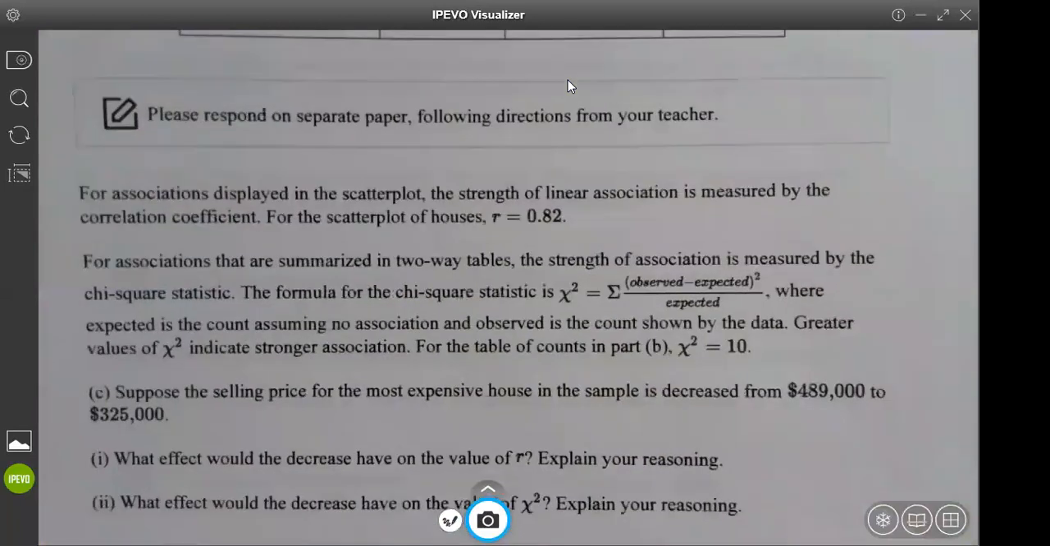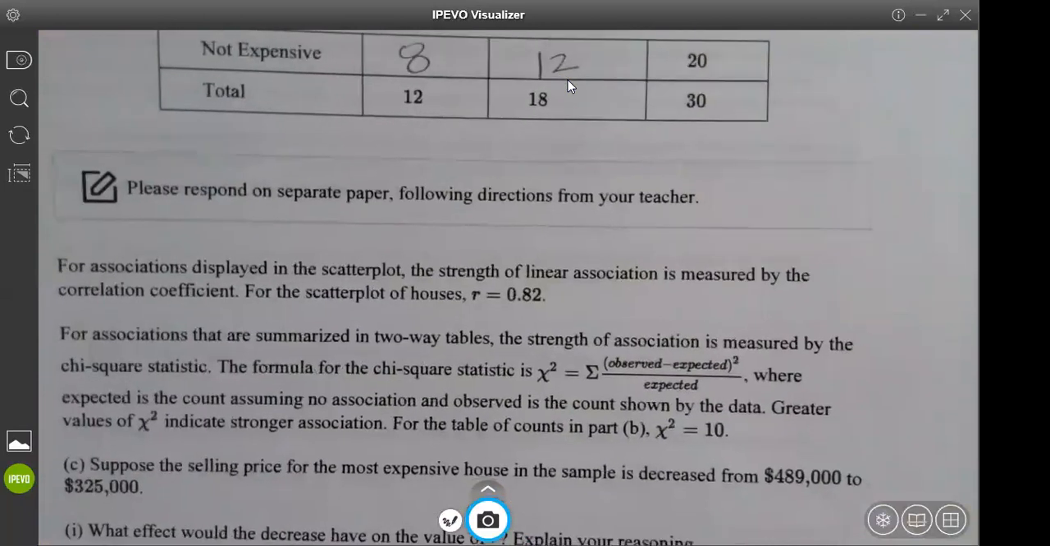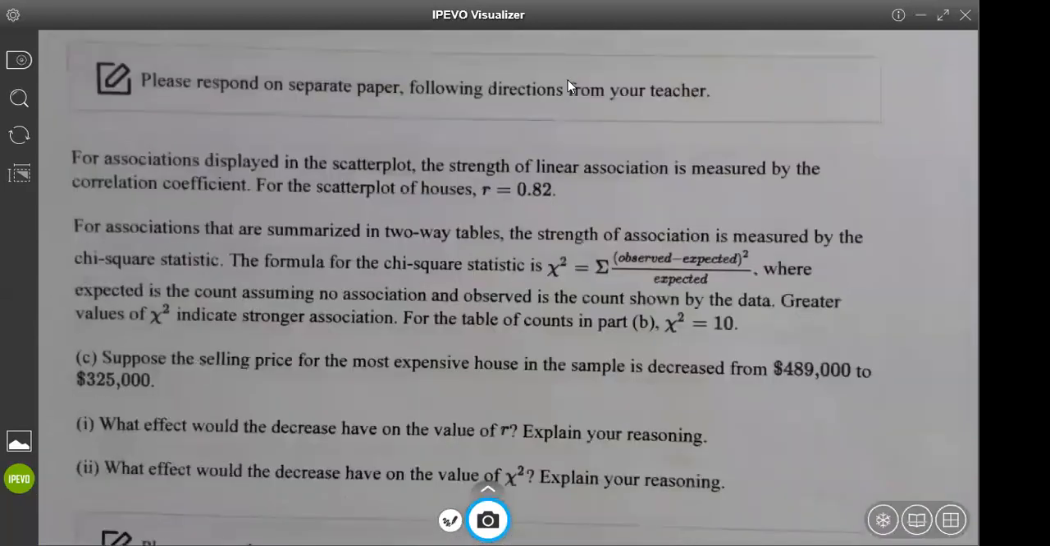So for associations displayed in the scatter plot, the strength of the linear association is measured by the correlation coefficient, or R. So this R is 0.82. For associations that are summarized in two-way tables, the strength of association is measured by the chi-square statistic. The formula for the chi-square statistic is the sum of (observed minus expected) squared over expected, where expected is the count assuming no association, and observed is the count shown by the data. Greater values of chi-square indicate stronger associations. For the table counts in part B, chi-squared equals 10.